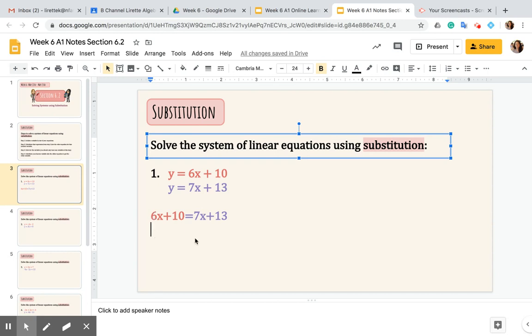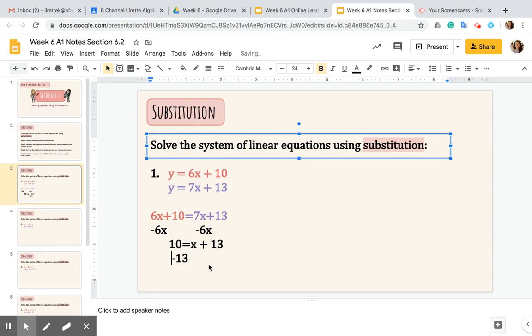I could either move the 6x over to the right, or I could move the 7x over to the left. It doesn't matter which one you do. I'm going to subtract the 6x over to the right, so that way in my next step, I have a positive 1x, or just x. You don't have to write the 1 in front, but I still have a plus 13. To get rid of the 13, it's a one step now. I just subtract 13 from both sides.